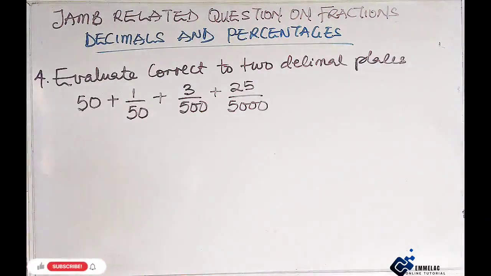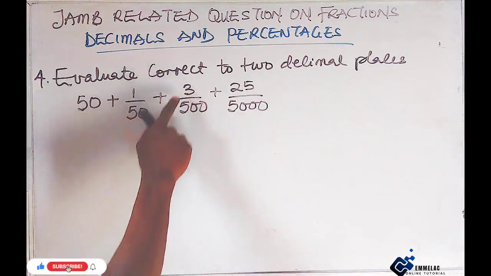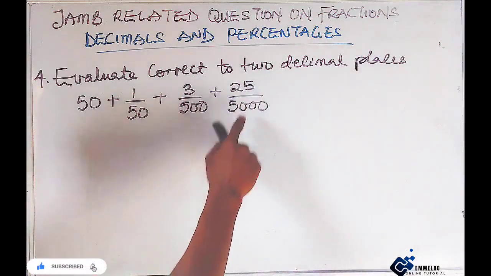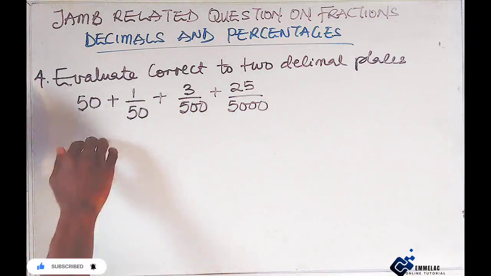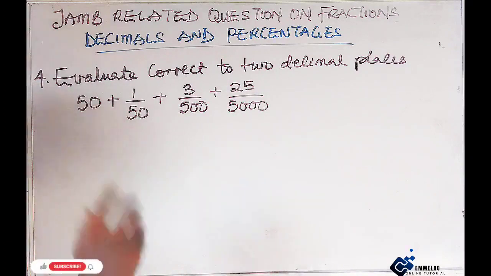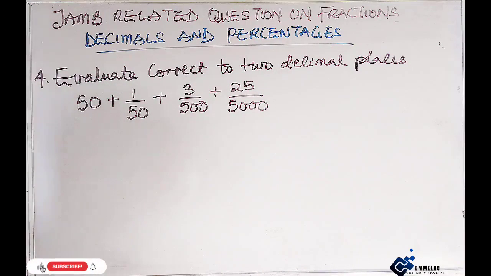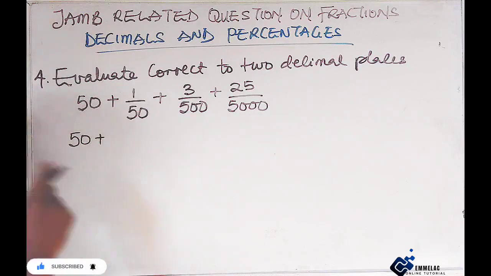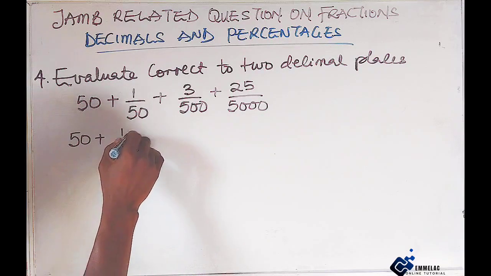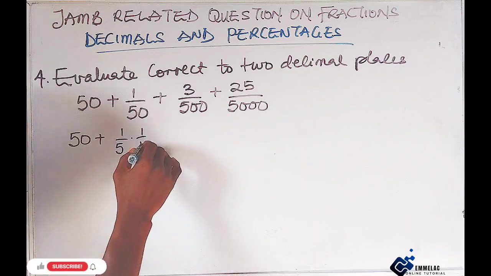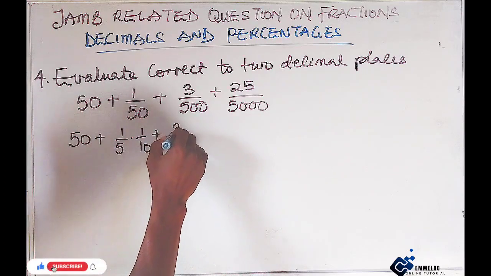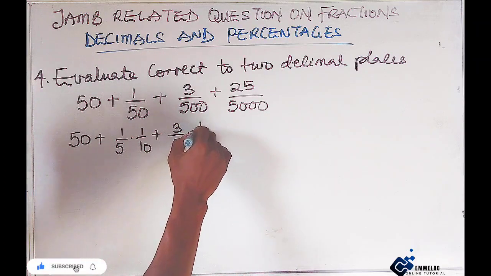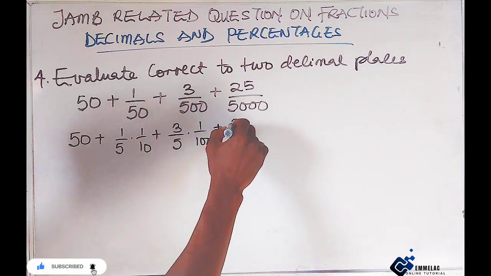Now let's look at number 4. We are told to evaluate correct to 2 decimal places: 50 plus 1 over 50 plus 3 over 500 plus 25 over 5,000. All right, you can actually do this by punching them on your calculator, and boom, you get your answer. But I'll be solving this without a calculator. So here let us say this is 50 now plus, now you can split this into 1 over 5, even though it might look long, but to give you a better knowledge of how it works, 1 over 100 now plus 25.